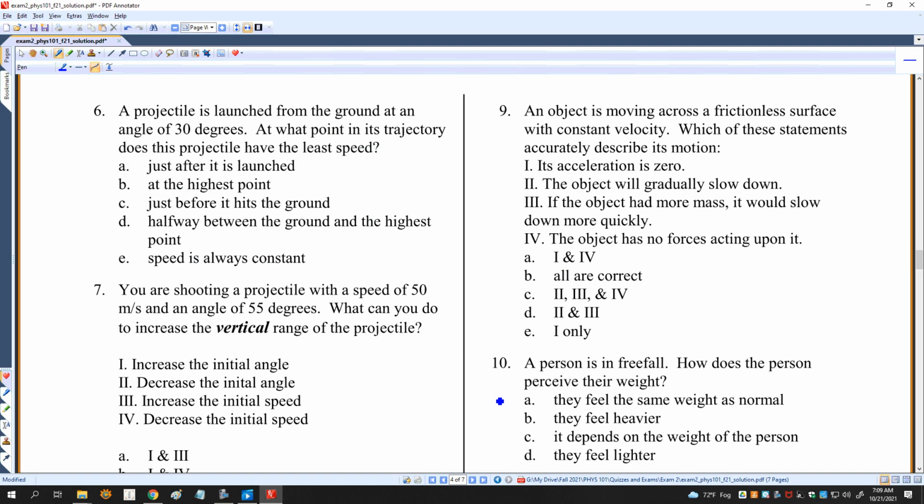Projectile is launched from ground at an angle of 30 degrees. At what point in the trajectory does the projectile have the least speed? That would be at the highest point. At the highest point, Vy is equal to 0, and Vx is always equal to V naught x.